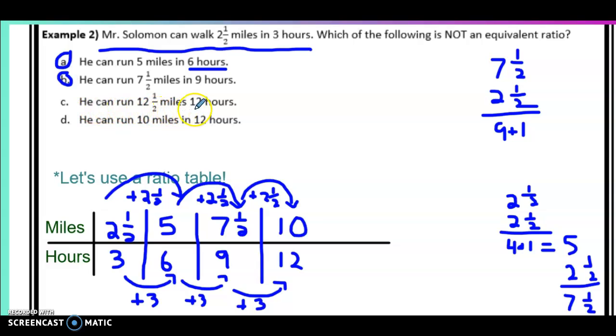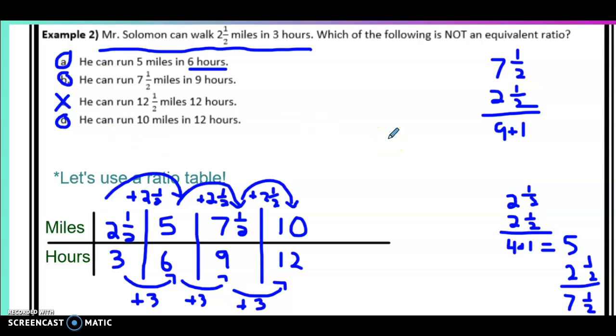He can run 12.5 miles in 12 hours. Well, let's go to 12 hours. Oh, nope. That's not how much he runs. He runs 10 miles in 12 hours. So the one that is not true is this one.